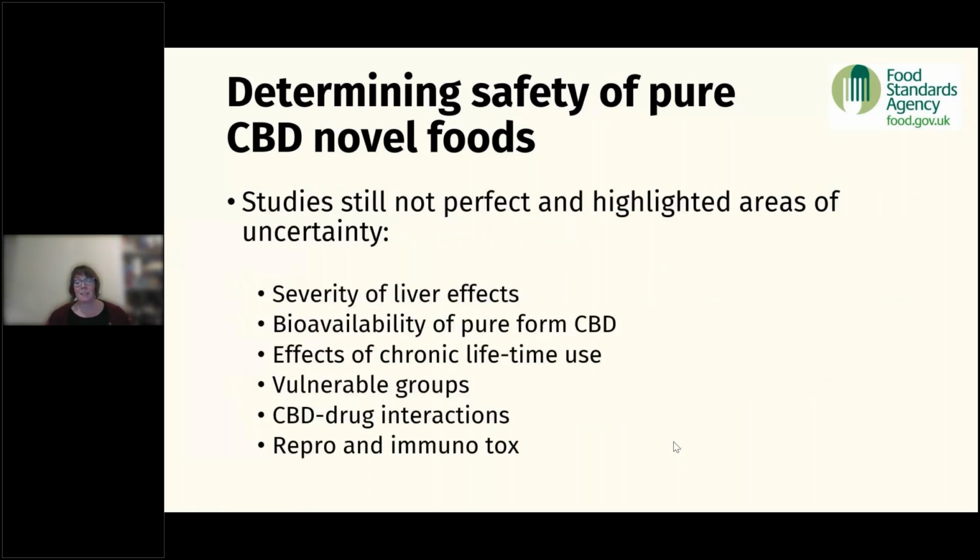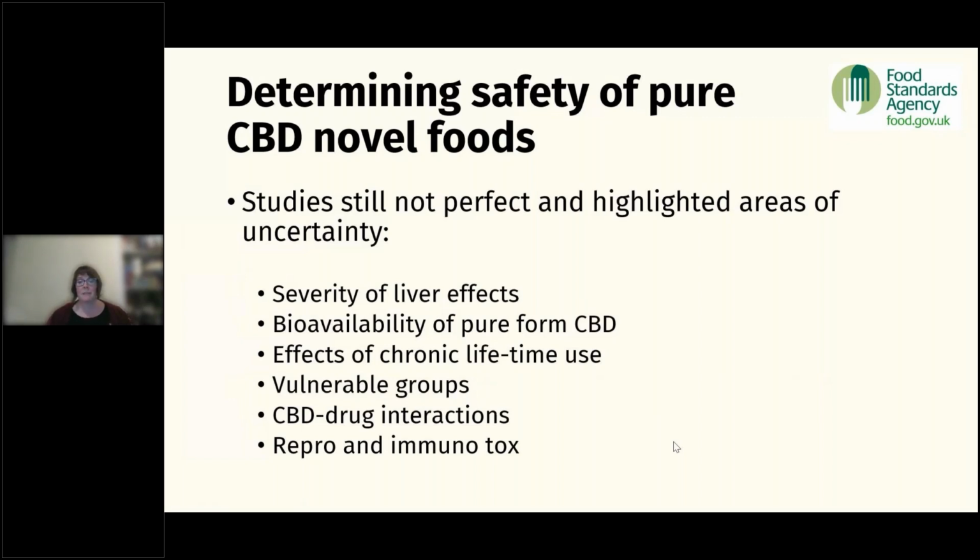While we had this additional data, it was of course not perfect. No data ever is. And it did highlight there's still some remaining uncertainty that needed to be thought through, particularly around potentially the severity of their effects and how those could be reasonably interpreted using the expert judgment.